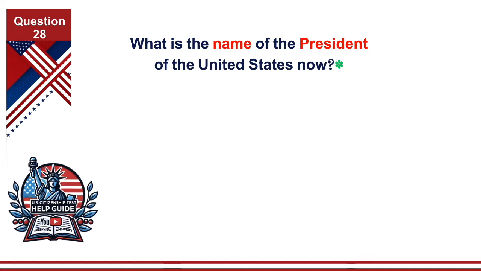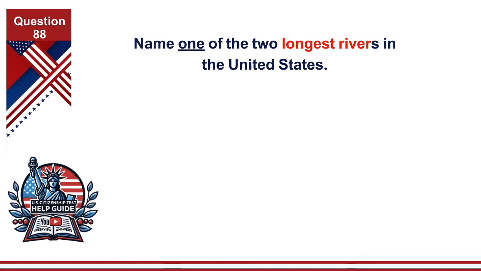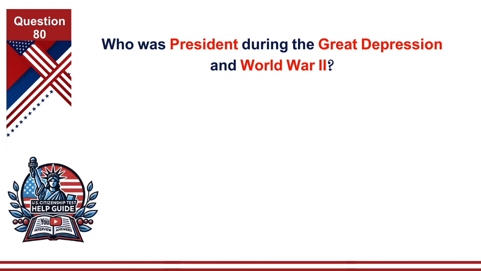What is the name of the President of the United States now? Donald Trump. Name one of the 2 longest rivers in the United States. Missouri River. Who was president during the Great Depression and World War II? Franklin Roosevelt.